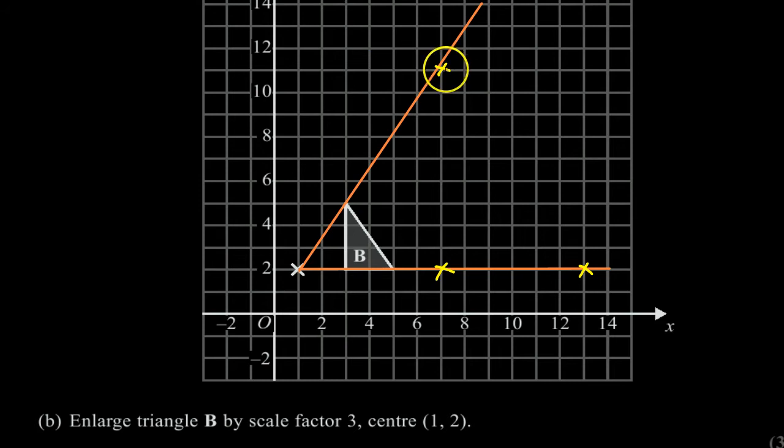Let's try and draw it then. Down to here, and then along to here, and then back up to here. So let's just review what we've done then. Enlarge triangle B by scale factor of 3, center 1, 2, here's our center. So instead of going along 2 to this point here, we went along 6, didn't we? Scale factor of 3: 2, 4, 6. And instead of going along 4, we needed to go along 12, didn't we? So that was another 4, and then another 4 still.